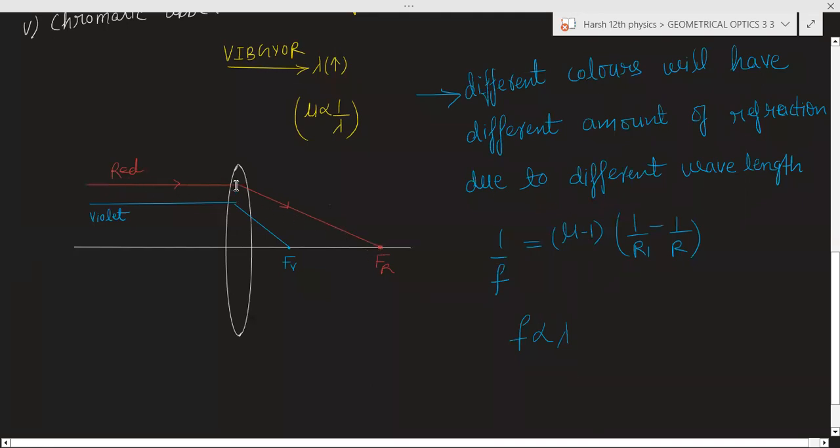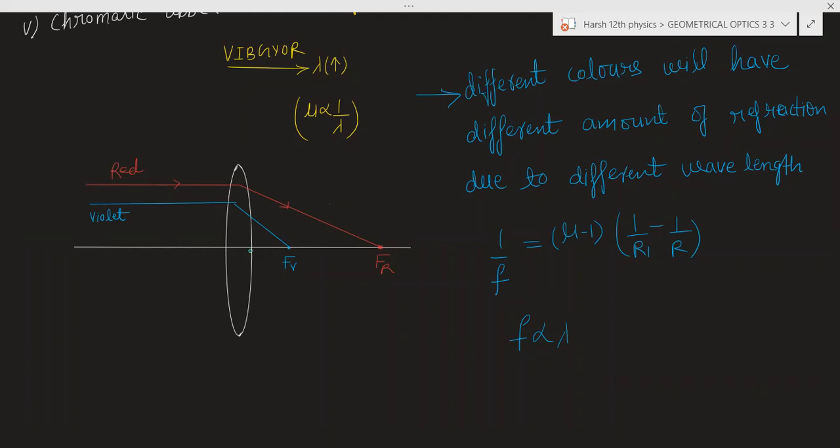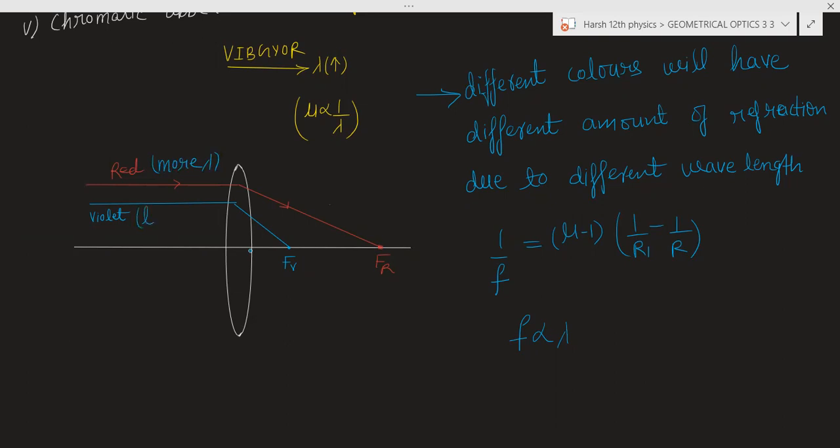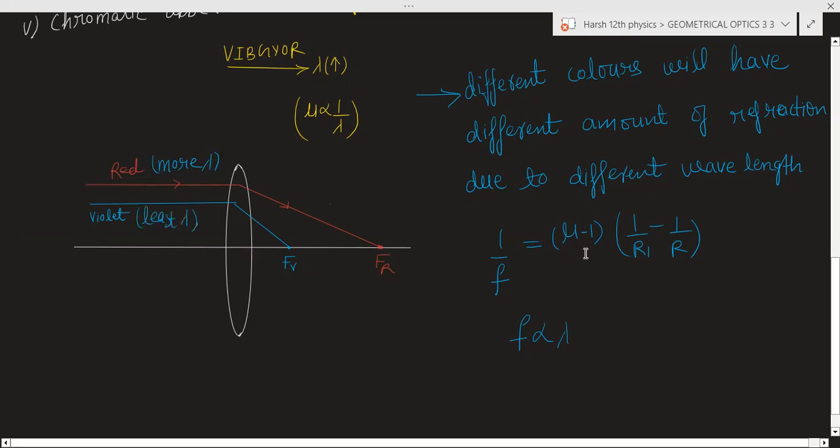So for red color, the focal length will be more, and for violet color, the focal length will be less. Why? Because violet has the least wavelength, the least lambda. Lambda means the wavelength. Please copy this formula also, because from this formula I have made this relation.